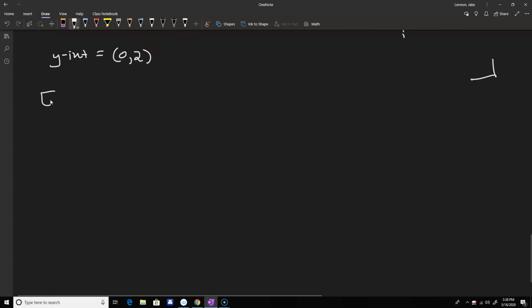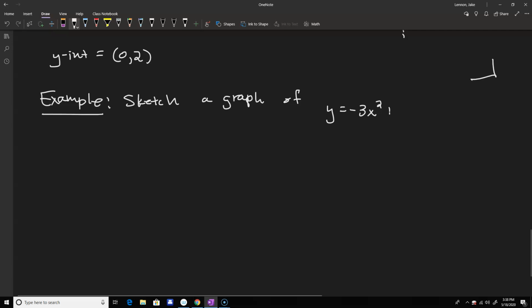So for example, let's sketch a graph of y equals -3x squared plus 6x minus 4. Same drill here. We first want to start by finding the x-coordinate of the vertex, which in this case is going to be -6 divided by 2 times -3. So we get +1 as the x-coordinate.